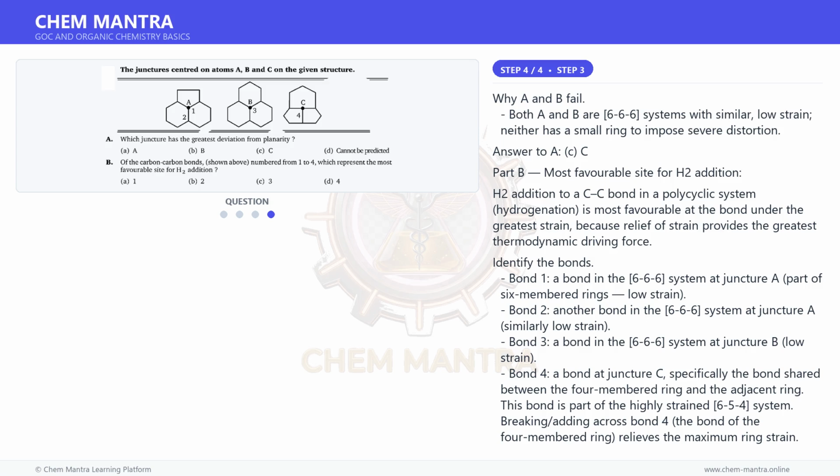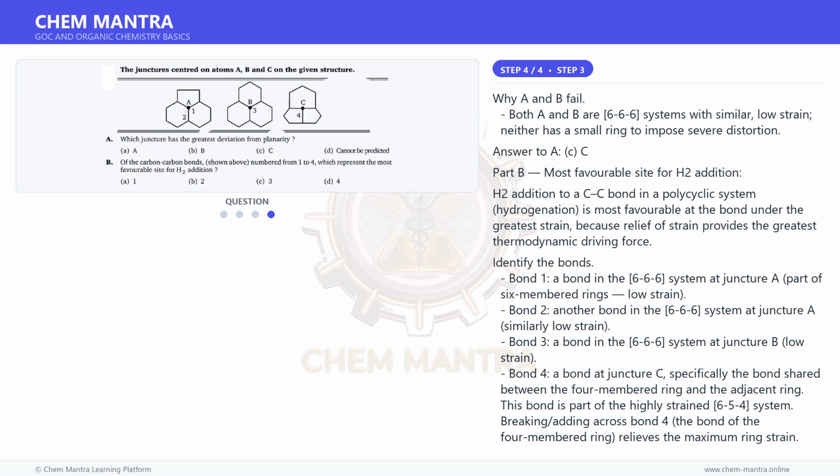And for the final step: why A and B fail? Both A and B are 6-6-6 systems with similar, low strain. Neither has a small ring to impose severe distortion. Answer to A: C. Part B, most favorable site for H2 addition.